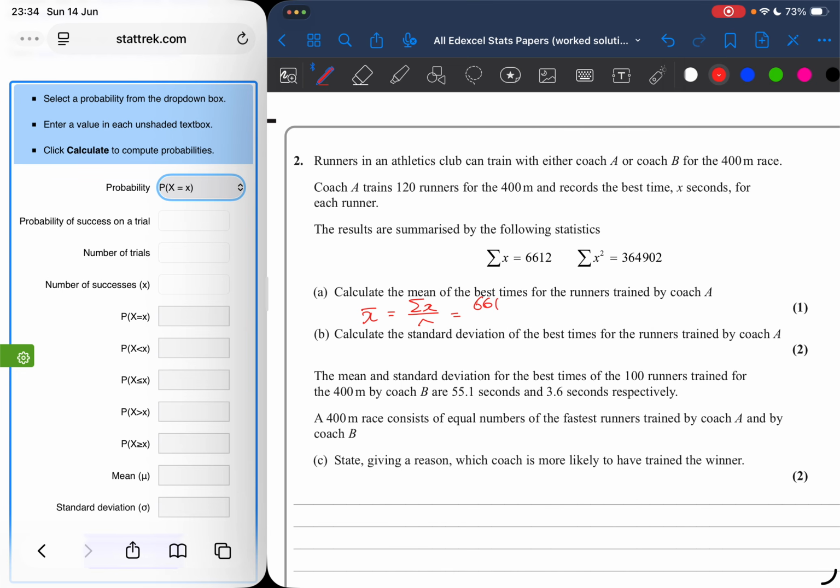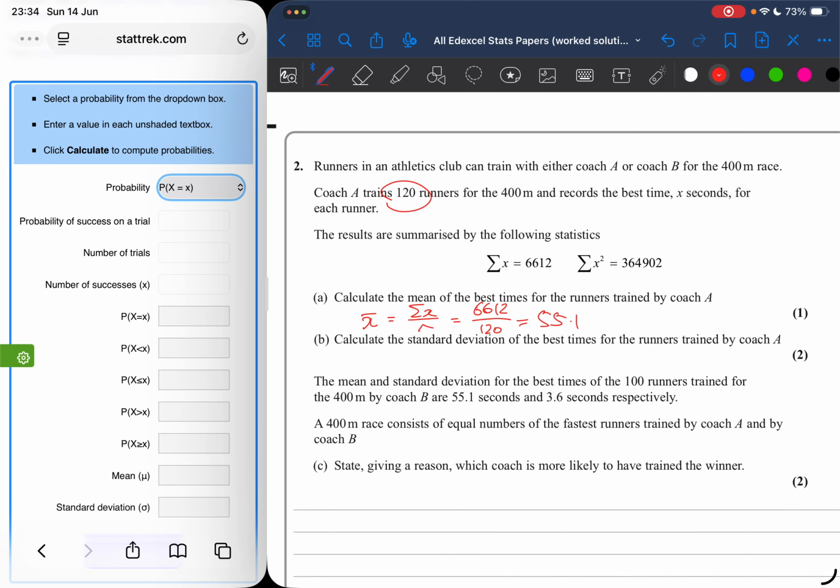Added them all up, it gave us 6612. How many were there? Loads, weren't there? Yeah, 120. So let's do that. What number do we get? 6612 divided by 120 is 55.1. They're moving, mind. Give them that. Standard deviation. So sigma is going to be, we want to add up all the squares, divide by how many there are, and then square the mean and take it away. That gives us the variance. So we square root that, and that is the standard deviation.